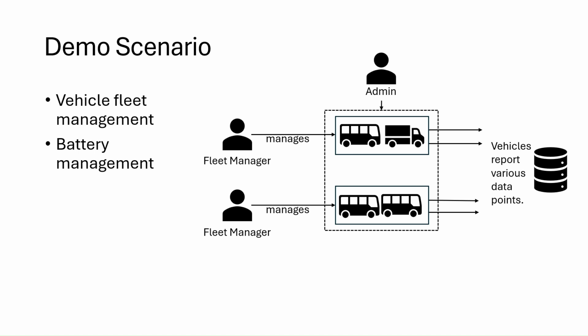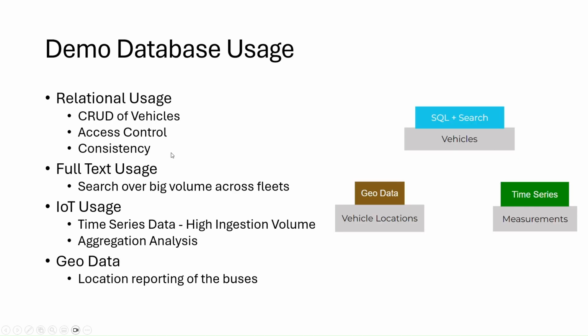Let us now look at different kinds of use cases in the context of databases that we focus on in this scenario for the demo. So we have different kinds of database usage that is needed in this scenario. We have relational data, data of vehicles, that is static data like model name of the vehicle, engine type, etc. We might have many vehicles across fleet and there needs to be efficient search provided which can handle full text search over big volumes of data.